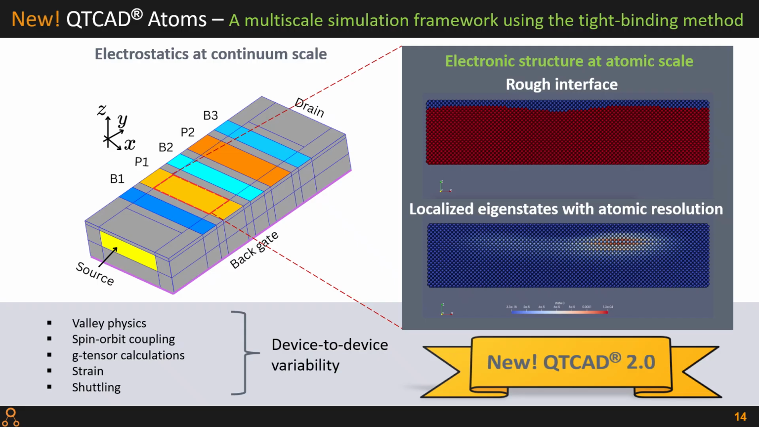This kind of resolution is absolutely needed for an accurate quantitative description of many phenomena that determine the performance of spin qubits. For example, valley physics, spin-orbit coupling, g-tensors, strain, and this can be used for many applications such as device-to-device variability studies and their impacts on, for example, two-qubit gates or shuttling.